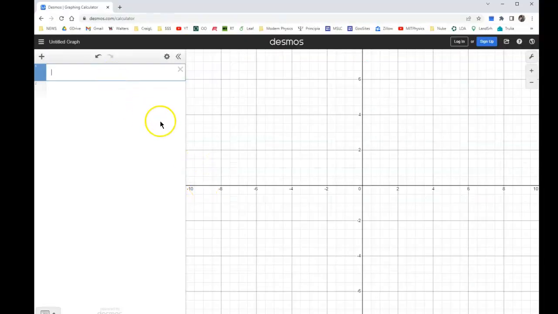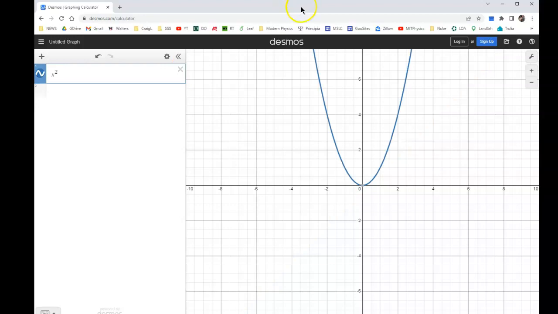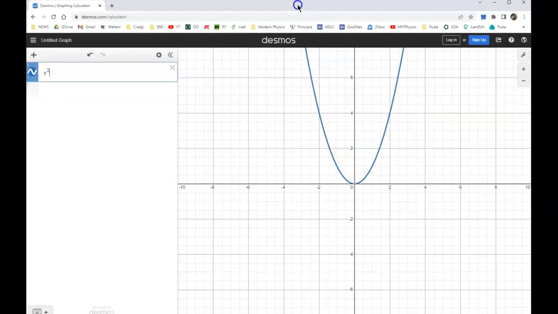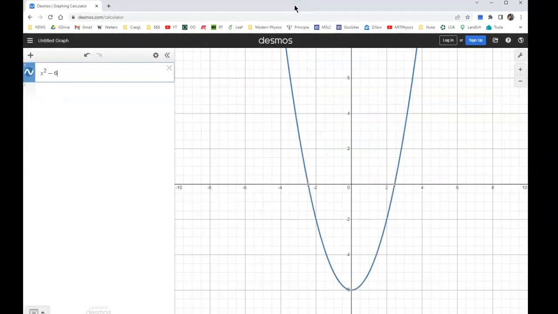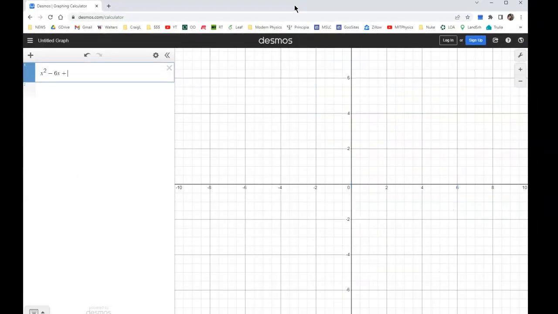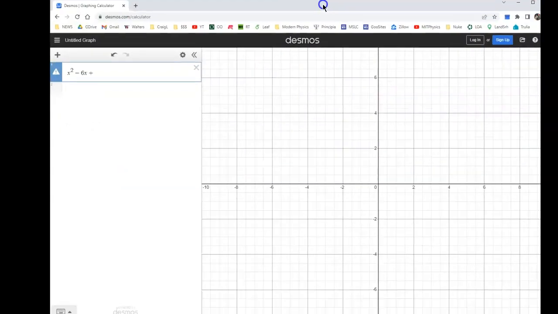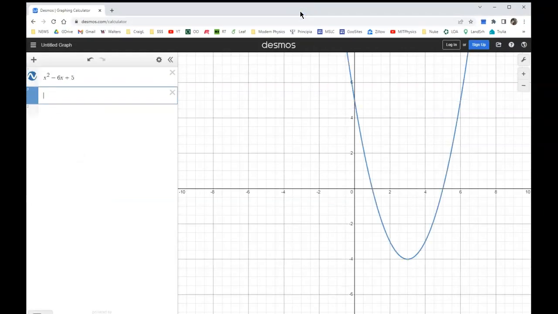I can use the graphing tool Desmos. Let me do that here. So I have here x squared minus 6x plus 5. And there we go, right here. Okay, there it is. So the minimum value of the function is right there, which is, here we go. See it? 3, negative 4. Do you see that? When I move it, it kind of disappeared, but it's right here.